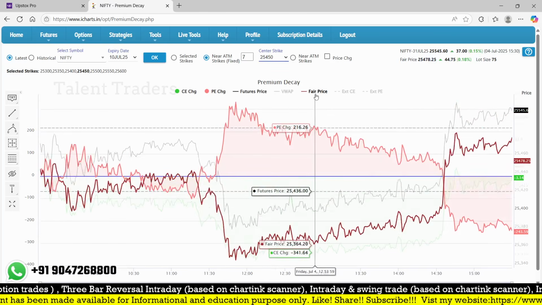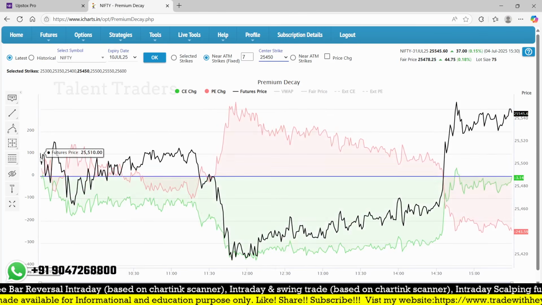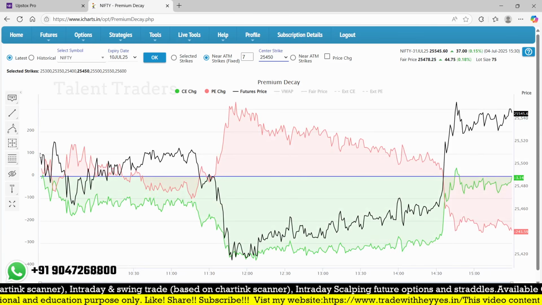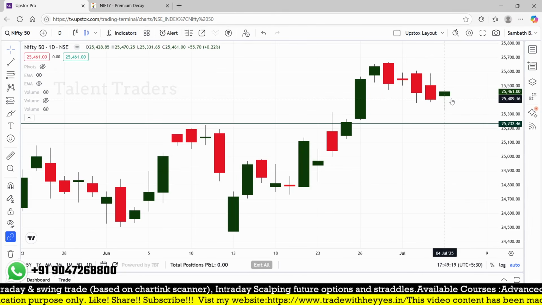Let me go for the future price. Here also you can check the future price. The future opening is 25,550. I'm just taking it out here, it is a spot chart.